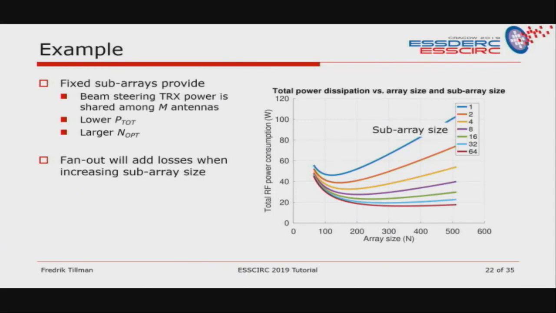And we can see that, of course, the gain slows down a little bit. When you go up here to 64 elements in the subarray, you have a very flat optimum. If you would decrease further, the curves would pretty much be on top of each other. So this is just illustrating the different trade-offs here.